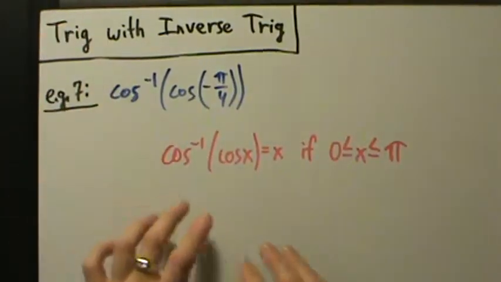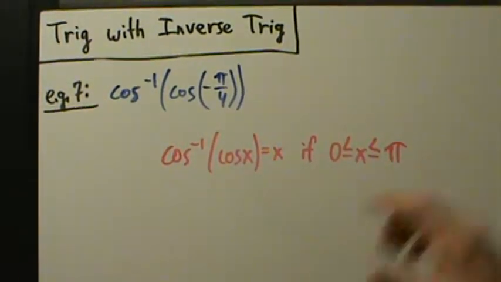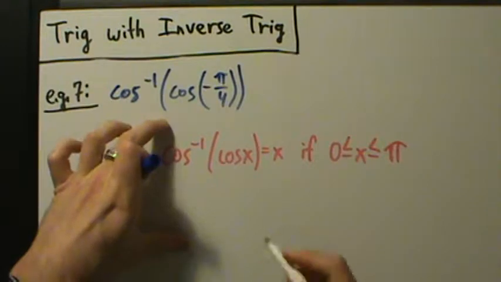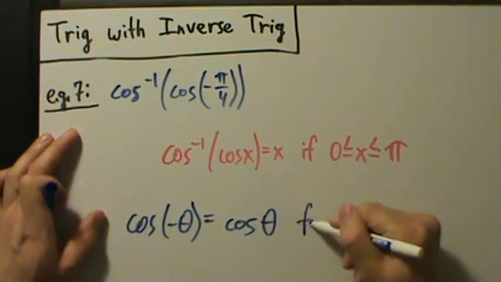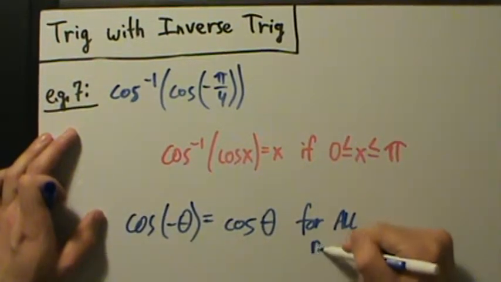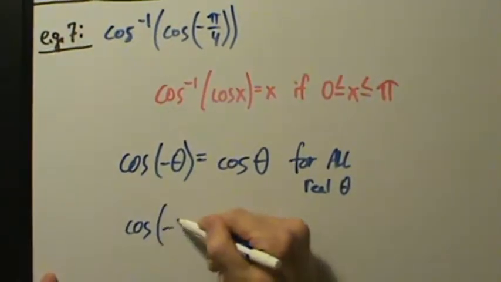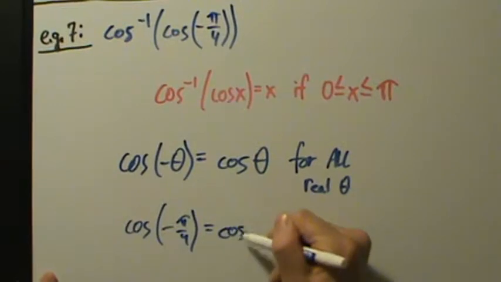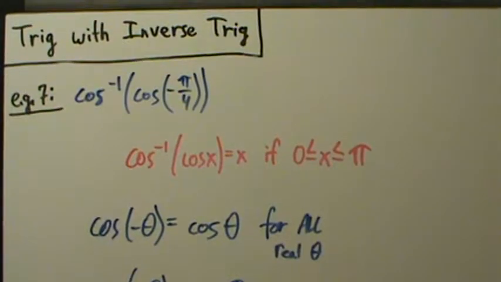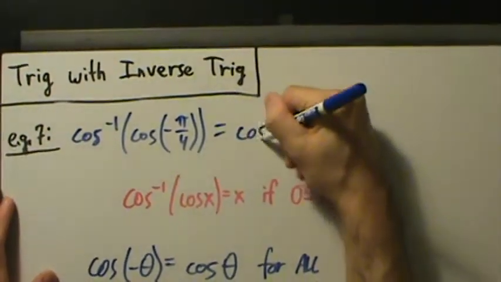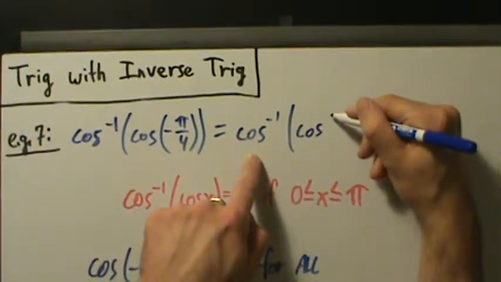We can go ahead and do it that way, or before we even started this problem, what we could do is look at this and say, oh, let's use even odd properties. Remember, cosine is an even function, so cosine of negative theta equals cosine of theta for all real theta. In particular, cosine of negative pi over 4 equals cosine of pi over 4. So we can use that to simplify this problem from the beginning. Inverse cosine of cosine of negative pi over 4 is the inverse cosine of the cosine of just plain old pi over 4.